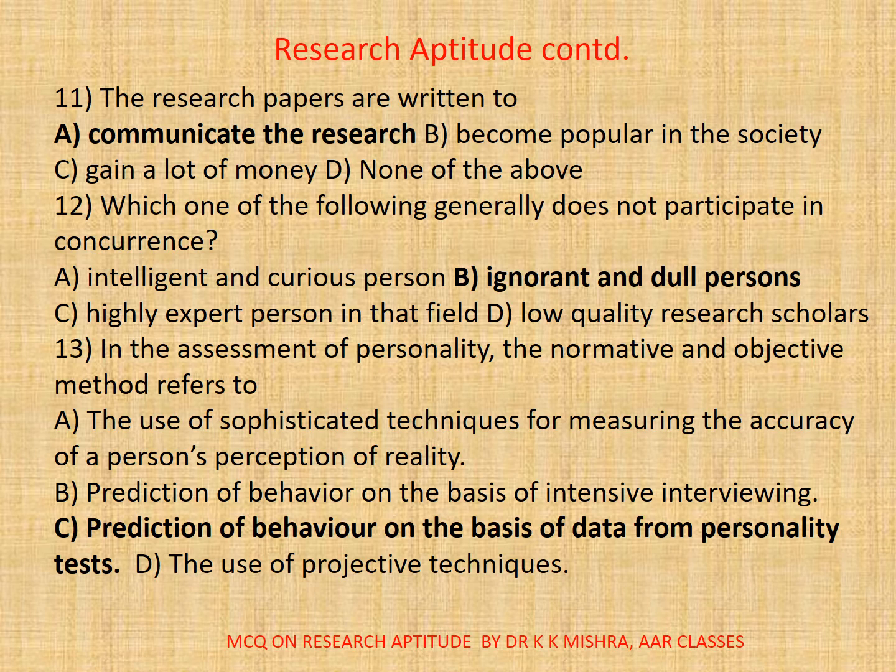Correct option is B. Ignorant and dull persons. 13. In the assessment of personality, the normative and objective method refers to, correct option is C, prediction of behavior on the basis of data from personality tests.